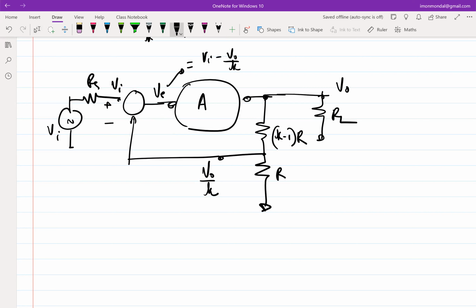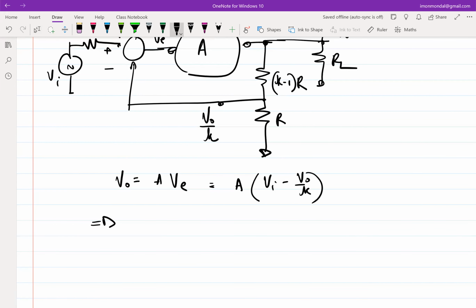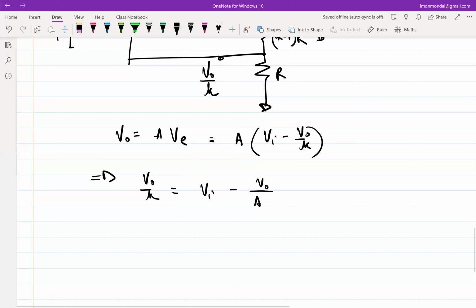So now what is V naught? In terms of VE, V naught is A times VE, and this is A times (VI minus V naught over K). Right? So if I manipulate the equation, what should I get? I will get V naught over A to be VI minus V naught by K. Is that correct? Yeah, correct. So which means that V naught is A times VI minus A times V naught over K.